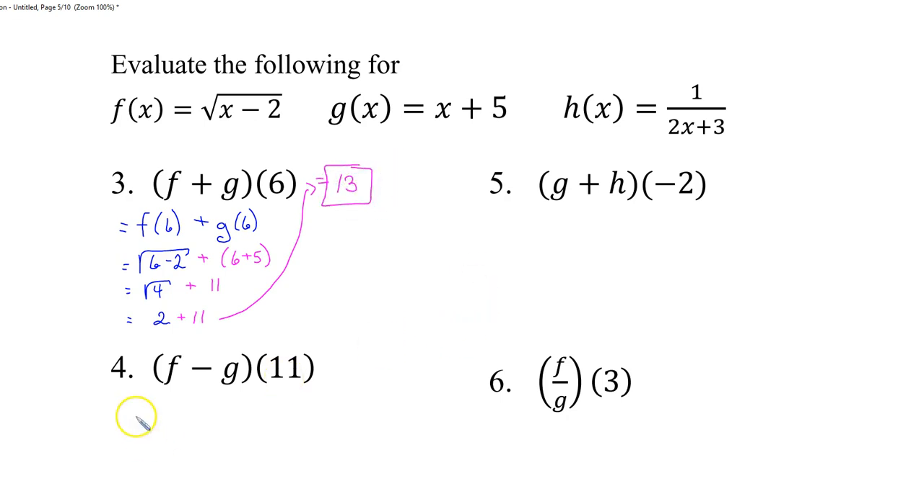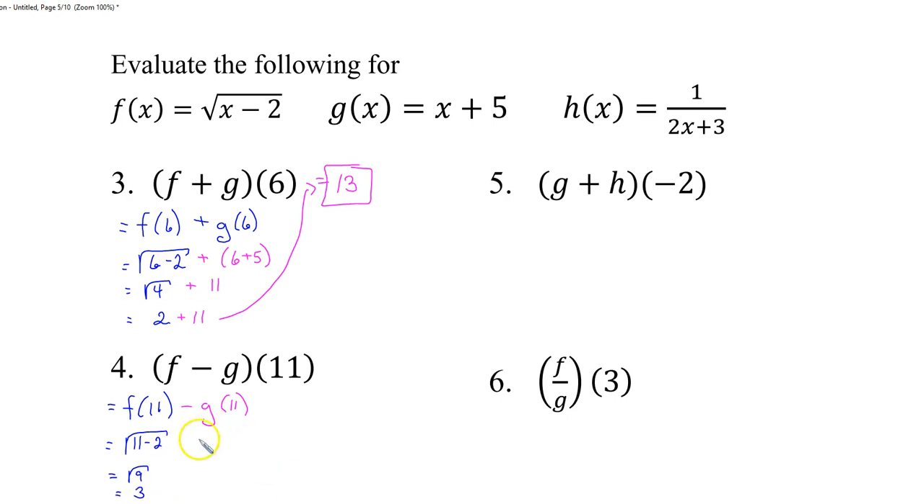Okay. All right. So let's do f minus g of 11. So we're going to do exactly the same thing. This is going to be f of 11. And then we're going to subtract from that g of 11. So we're going to go through and plug these in. So f of 11, this is going to be the square root of 11 minus 2. Let's go ahead and finish that part out. So that's the square root of 9. And the square root of 9 is 3, kind of squishing this in here at the bottom.